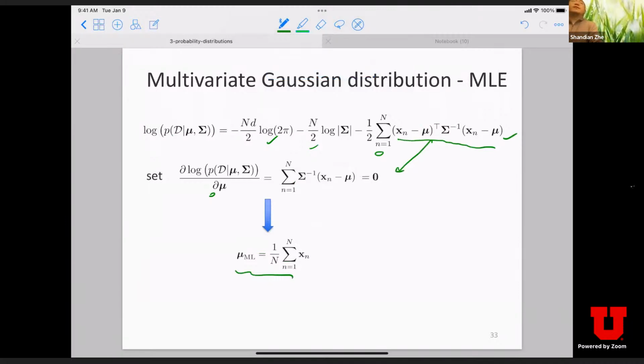Does it make sense? It's very obvious, because sigma inverse, although you don't know it, you can view it as a positive definite constant. You can just throw it out. Then the remaining will be just solving this one to be 0, and mu must be the average of all the x's.